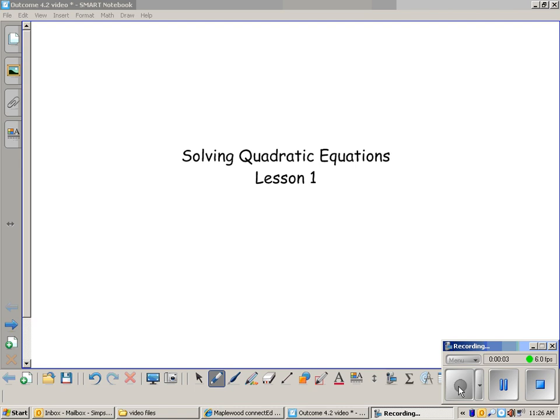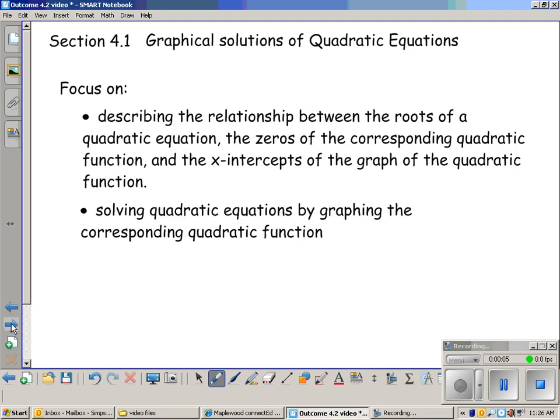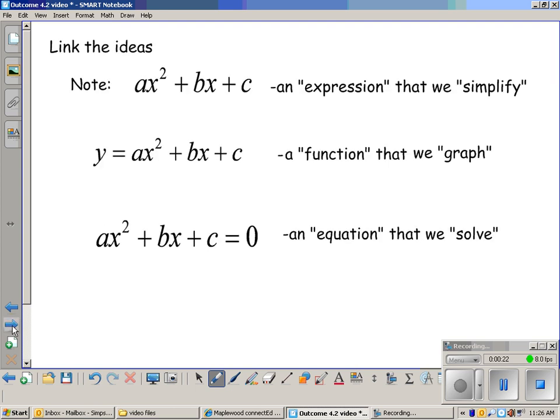Solving quadratic equations, lesson 1. This lesson will focus on describing the relationship between the roots of a quadratic equation, the zeros of the corresponding quadratic function, and the x-intercepts of the graph of the quadratic function. Solving quadratic equations by graphing the corresponding quadratic function.